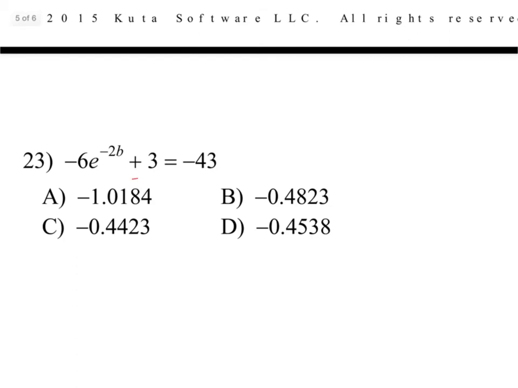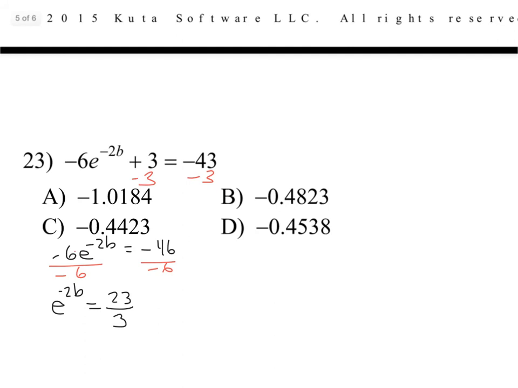So first thing I'm going to do is get rid of that plus 3. And rewriting our equation, we get negative 6e to the negative 2b equals negative 46. And then I also see that that negative 6 is multiplying our base e, so we want to divide by negative 6. That's going to give us base e raised to the negative 2b power is equal to positive 23 over 3. So I just reduced that fraction because they're both even numbers, so I took out a factor of 2.